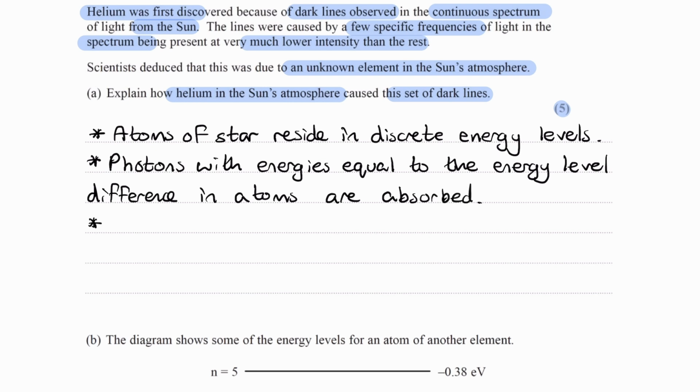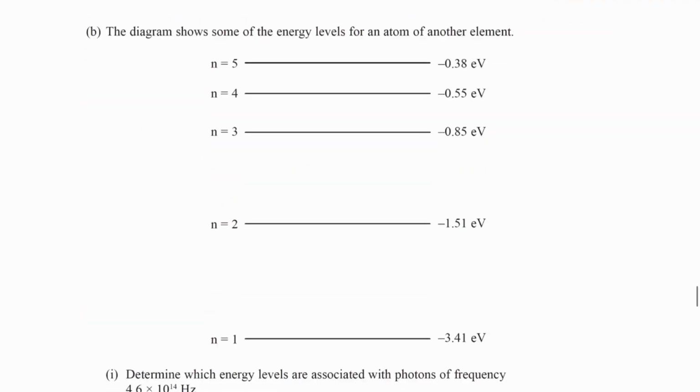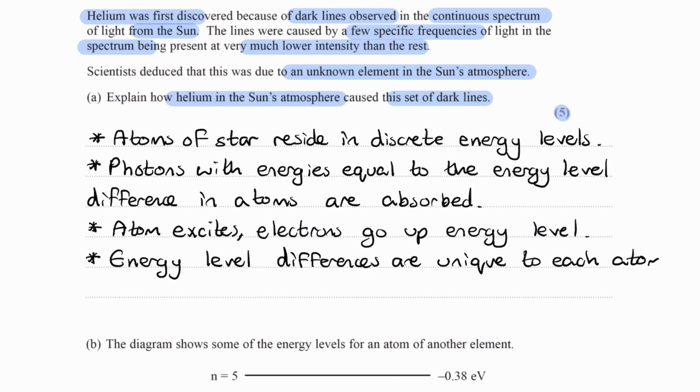Third point, the atom then excites, electrons go up an energy level. Fourth point, the energy level differences that we have, so the differences between these levels, are unique to each individual atom, or unique to each individual element. And then the final point, E is equal to hf, so that's the energy of a photon. So if the energy level differences are unique to each atom, that means that only photons of specific energies are absorbed, so specific frequencies are therefore absorbed, and that lowers those frequencies' intensity.